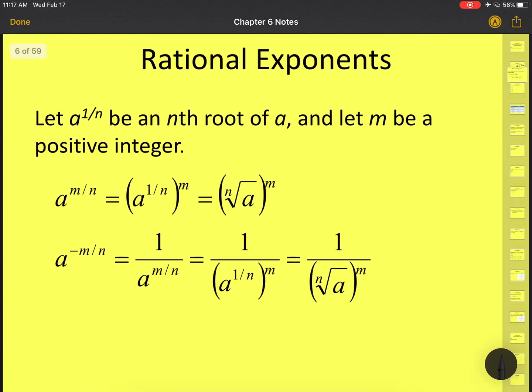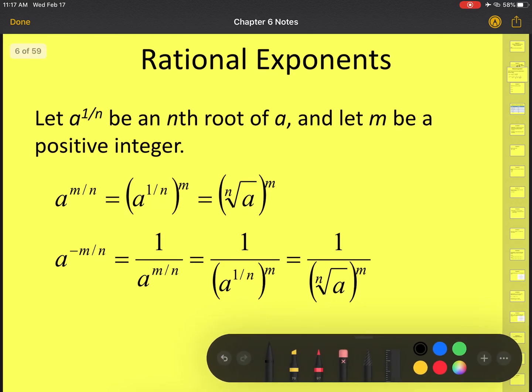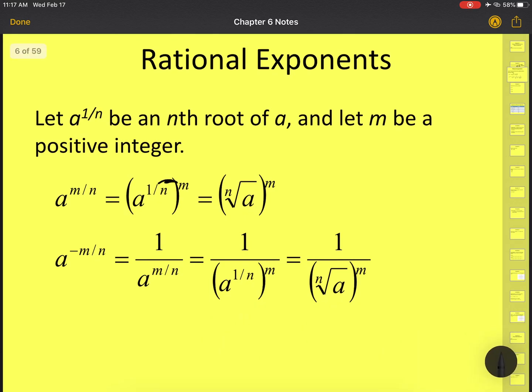Rational exponents. Let a to the 1 over n be the nth root of a, and let m be a positive integer. So this is what I was talking about before. If I have a to the m over n, I could just split them apart and move m to the outside, because when I distribute here, I get back m over n. Or this is the same thing if I just rewrite it in radical form: the nth root of a, raised to the m.